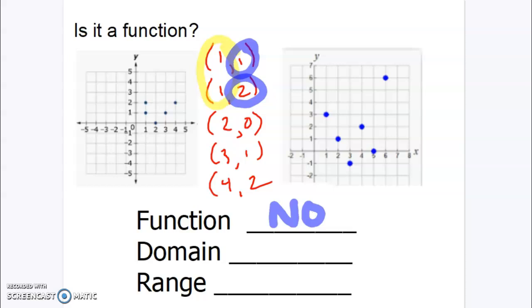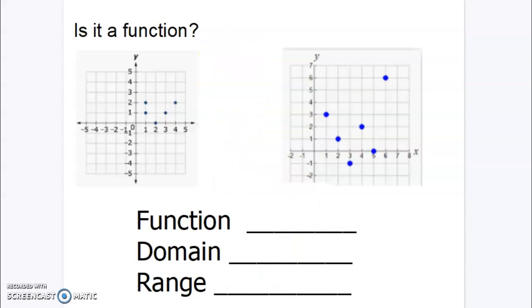Now the other thing, we can still identify what the domain is. So the domain is all of the x values that are listed. So if you look at all of our ordered pairs here, the domain values that were used were a 1. We used another 1, but you don't have to repeat it. You only have to write the 1 once. We have a 2, we have a 3, and we have a 4. Now the range, it would be all of the y values. So we have a 1, we have a 2, we have a 0, and then we have a 1 and a 2 again. So again, you don't have to repeat. So no, this is not a function because the input was repeated, but it produced separate answers.